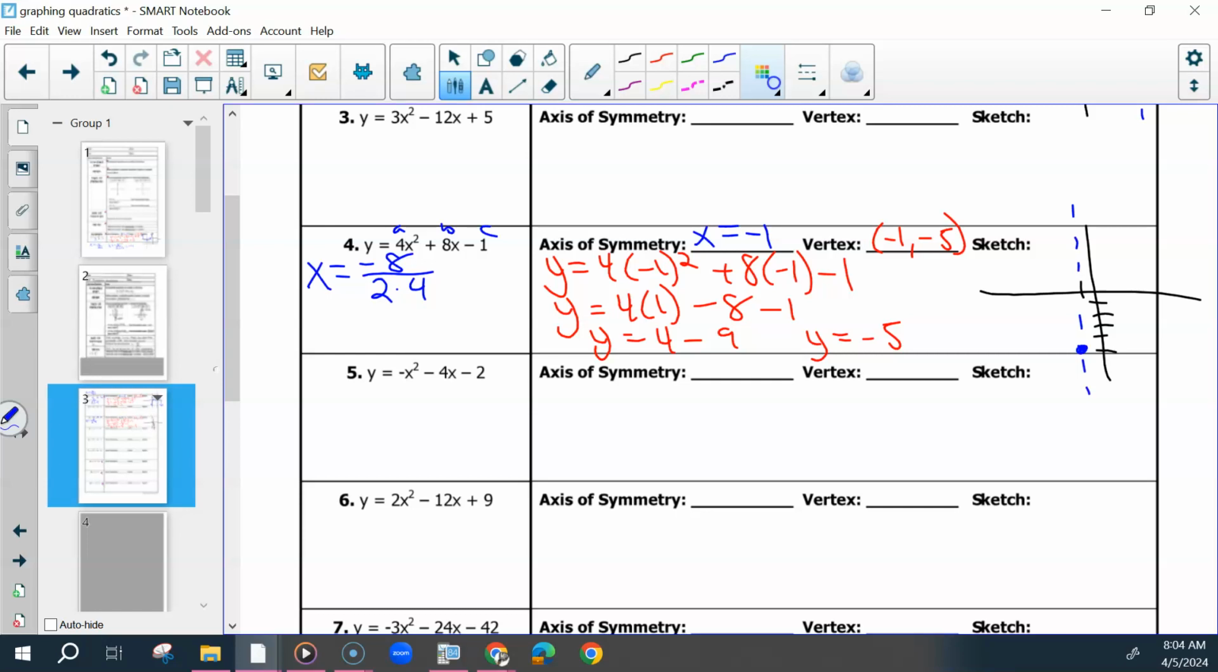Will this face up or down? Up. Once you get the hang of how to find the axis of symmetry and how to find the vertex, it's not so bad. I said I was going to show you how to do this in the calculator. So we'll do this for the next one. We'll do it algebraically and then do it in the calculator afterwards. Questions so far on any of this?